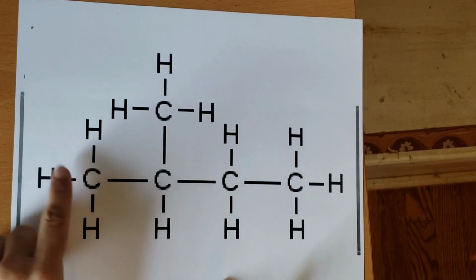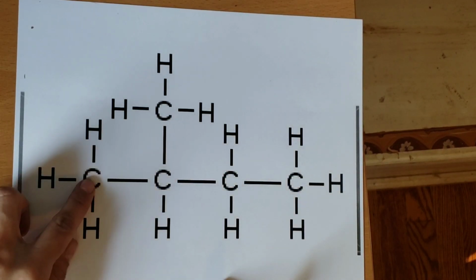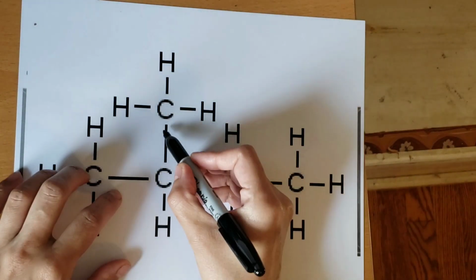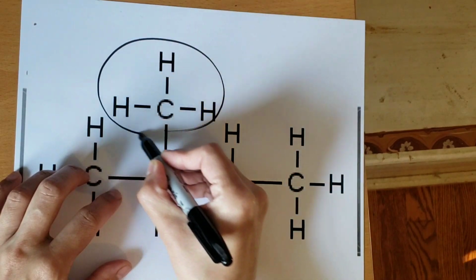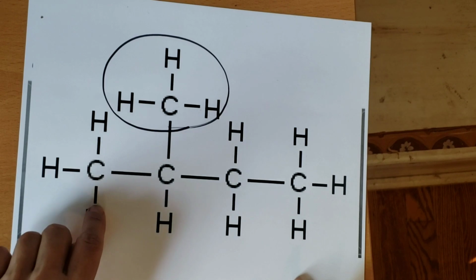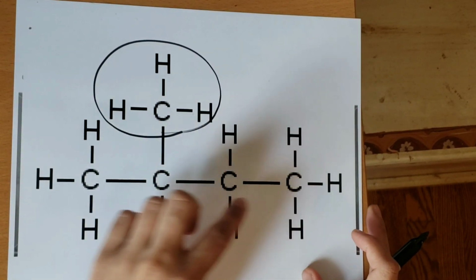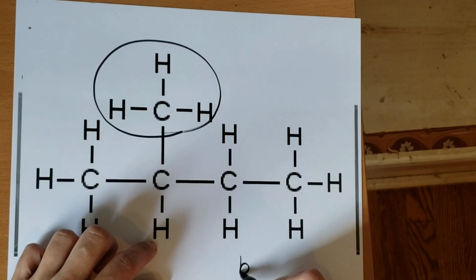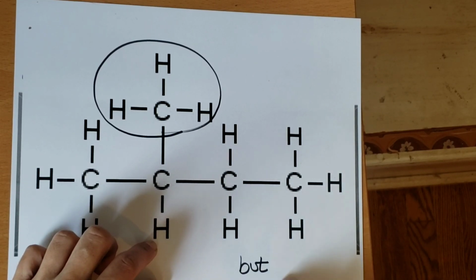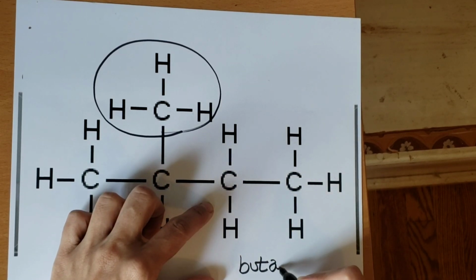I also need to find the longest parent chain. This is 4 carbons long, and here is my branch. I'm going to circle my branch for a second, and then focus on the parent chain first. In this parent chain, I have 4 carbons. So 4 carbons means I'm going to use the prefix but. And then I have all single bonds, so the suffix ane. So this is called butane.